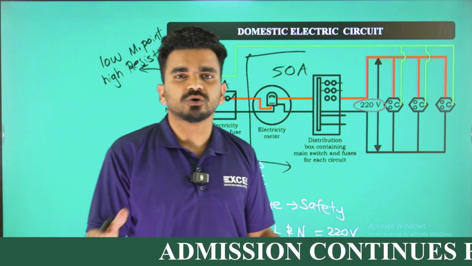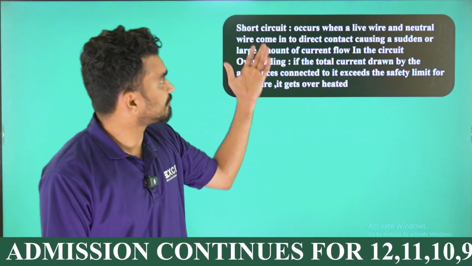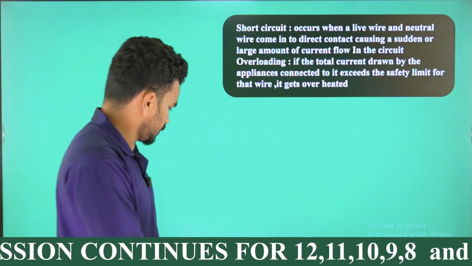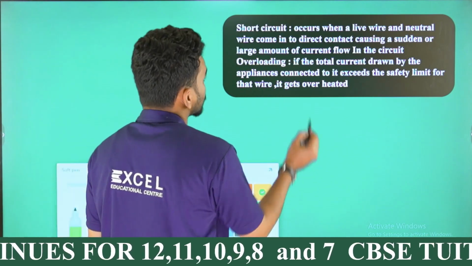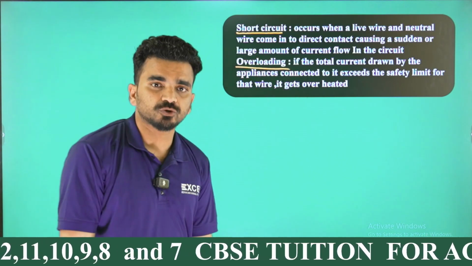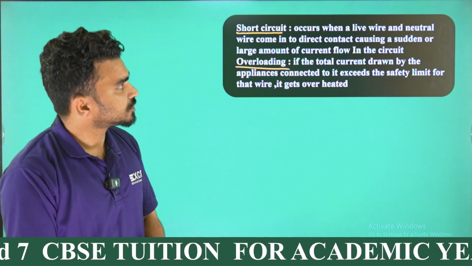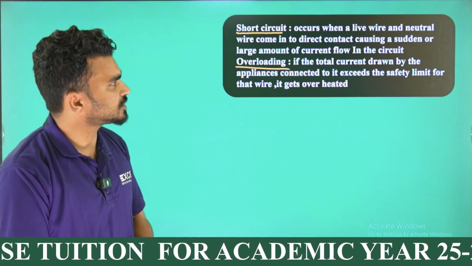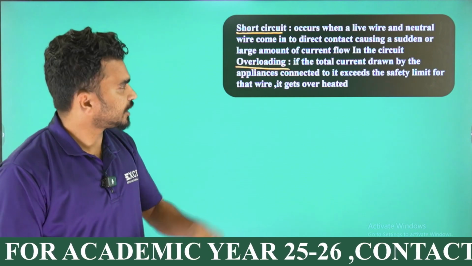Now let's look at how to present this correctly for the examinations. So this is the definition of short circuit and overloading. Just follow this. What is short circuit and overloading? This is short circuit and this is overloading. You can follow these definitions from the examination perspective. When the live wire and neutral wire come in contact, due to that, what happens? A large amount of current flows in the circuit. And what is overloading?